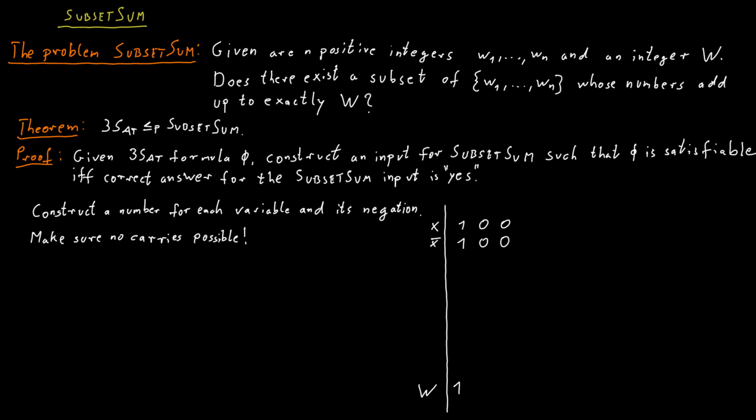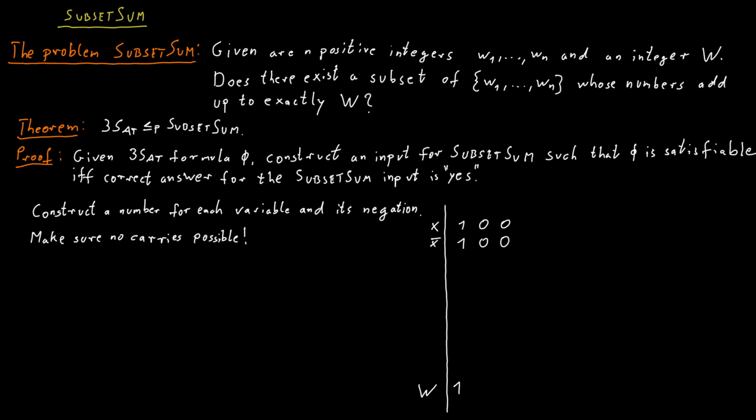So we can treat each position in the number, each digit, separately. Then, if our target value at a specific position is 1, it means we need to select one number that has a 1 in that position. And only one number, because if we pick 2 of them, we would add them up, and the result would be 2. So if we would pick x and not x, we would get 200, so there would be a 2 in the first position here.